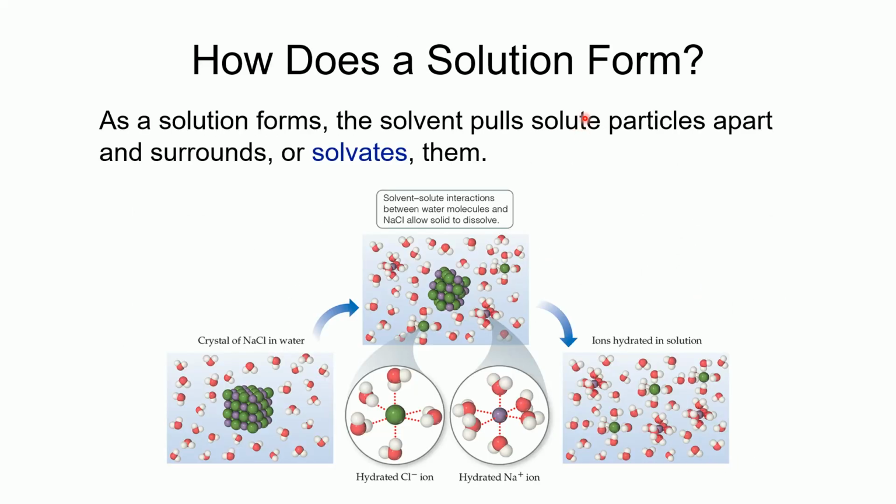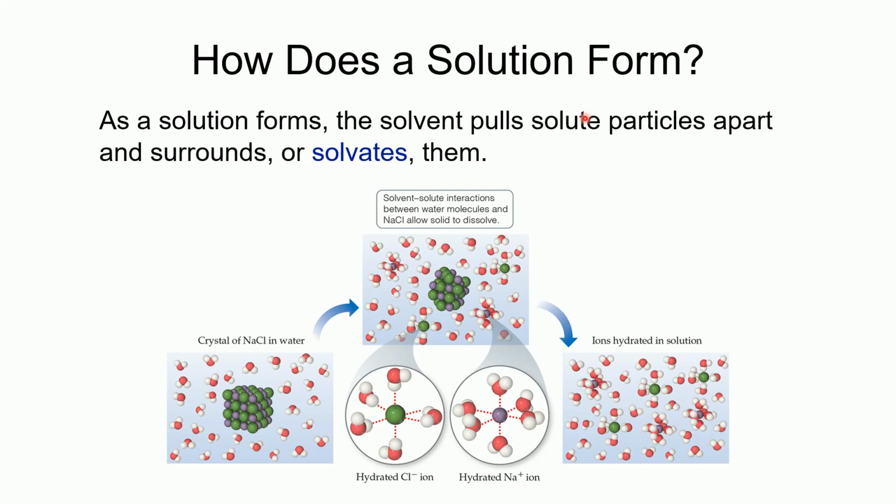We're going to look at what actually happens when a solution forms. Whenever a solution forms, we're going to find that the solvent particles completely surround the solute particles. We call this process of surrounding the particles solvating. So it's called solvation, or the particles get solvated.